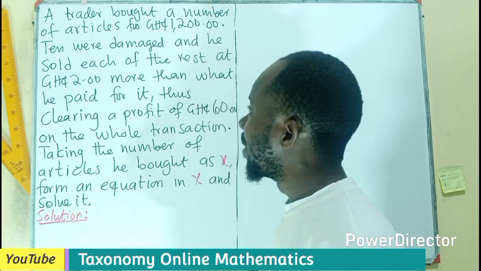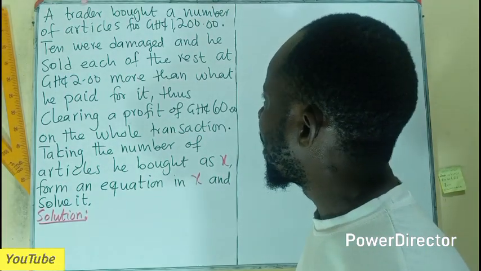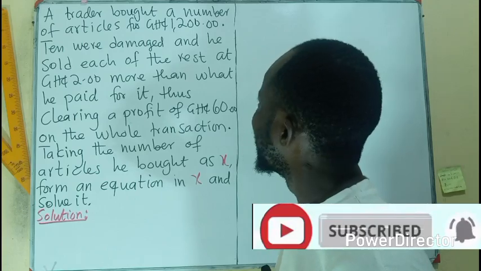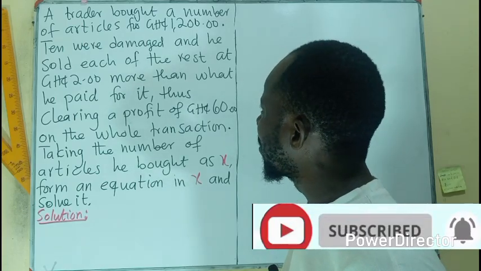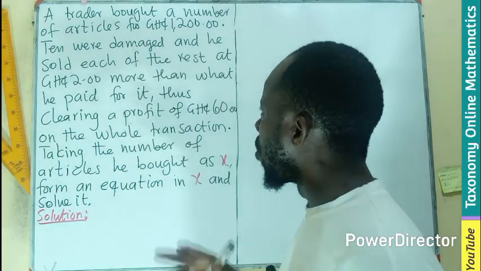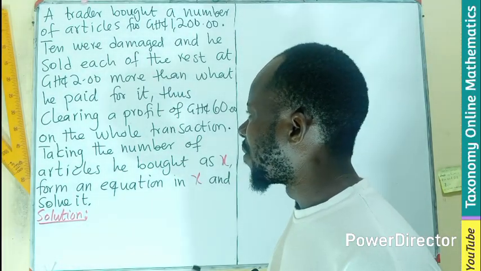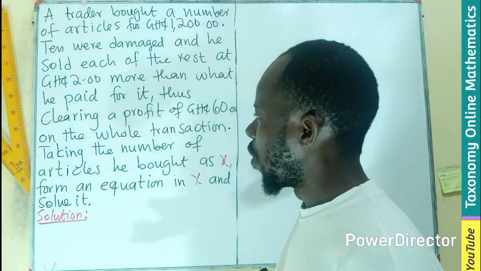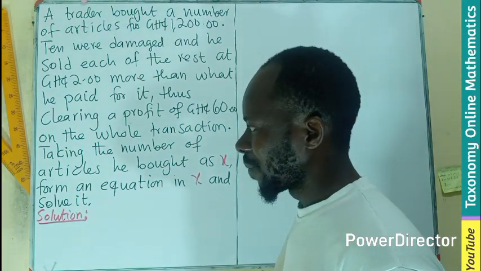It's a word problem. A trader bought a number of articles for 1,200 Ghana cedis. 10 were damaged, and he sold each of the rest at 2 Ghana cedis more than what he paid for it, thus clearing a profit of 60 Ghana cedis on the whole transaction.